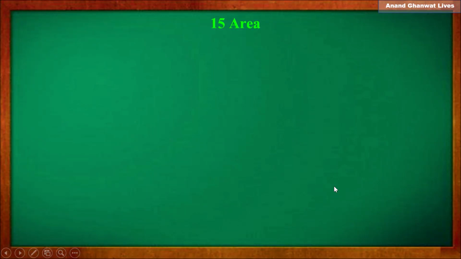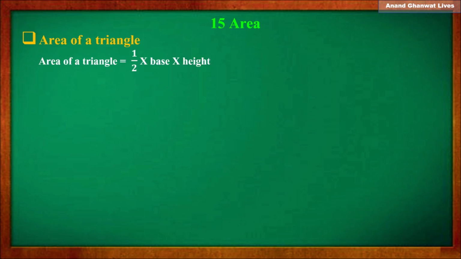Hello students, in this lecture we are going to learn a very important chapter, that is area, and its important part, that is area of a triangle. Formula for area of a triangle, very good, 1/2 into base into height. Now what is the meaning of height? Height is a segment drawn from vertex of a triangle to the opposite side.